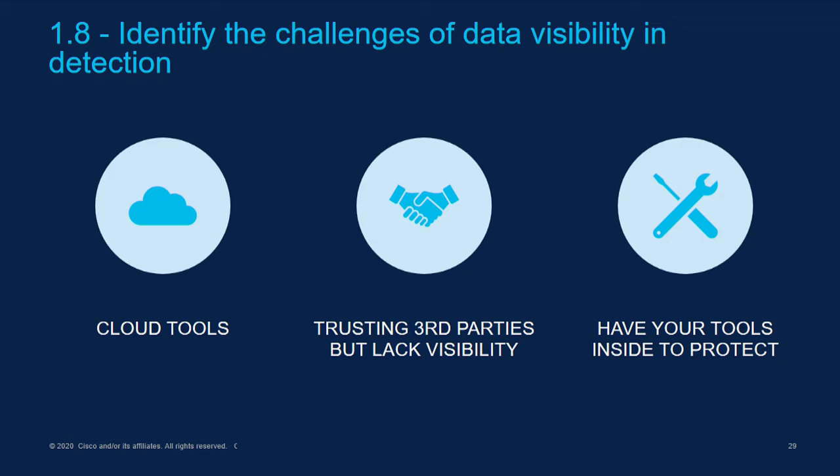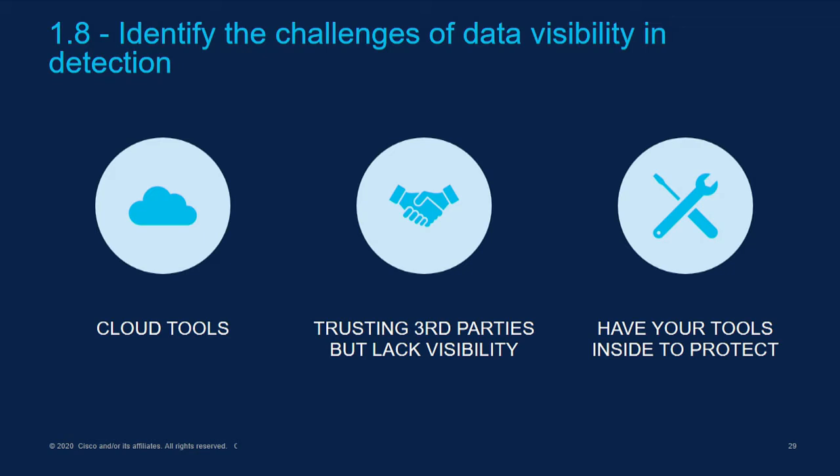So, talking about identifying the challenges of data visibility and detection. With my example of someone who's just got that phone call from a government entity, what would you do? What would you use? Looking at your cloud tools, trusting third parties but not having a lack of visibility, and having your tools inside to protect. In some situations, they use a cloud vendor and cloud native tools to protect their data. Then you have situations in the news that are costing some of our customers large amounts of money because they didn't have their own security tools deployed in the cloud. That would be an example of not having the data visibility that you need.